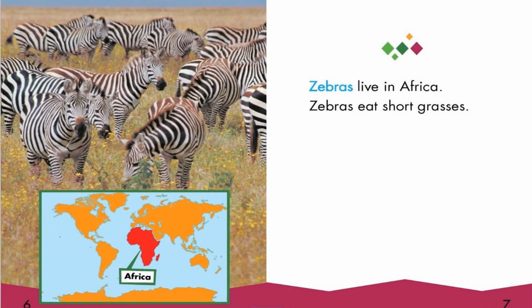Zebras live in Africa. Zebras eat short grasses. Let's look at the photograph. We see a group of zebras here. Yes, they have black and white stripes. And then we have a map over here, and there's a label over here. It's pointing to the red part of the map, and it's showing us that this is Africa. The author is showing us and pointing out Africa because zebras live in Africa.